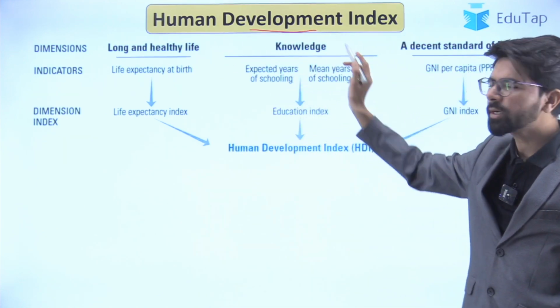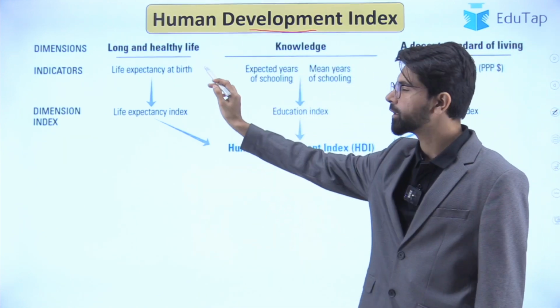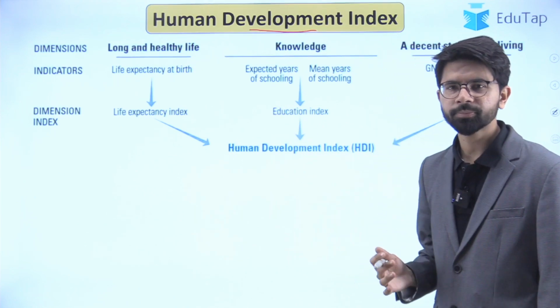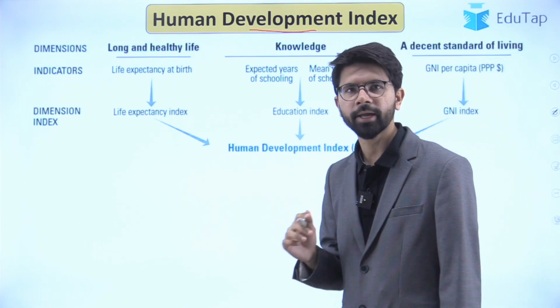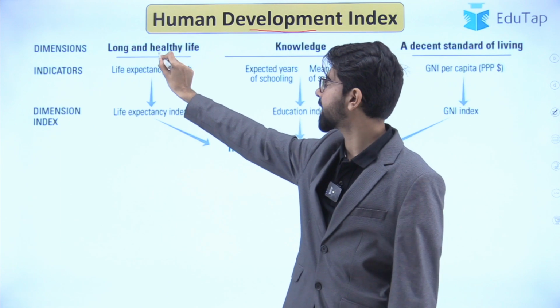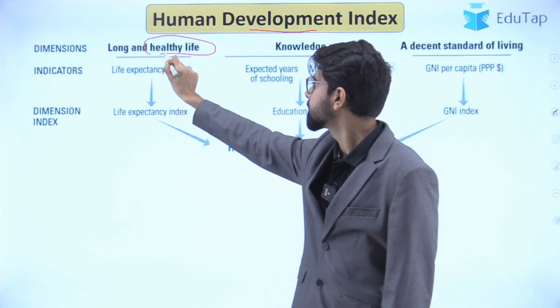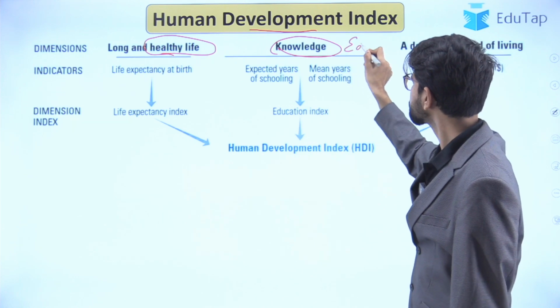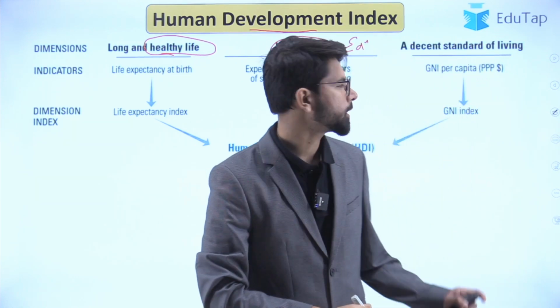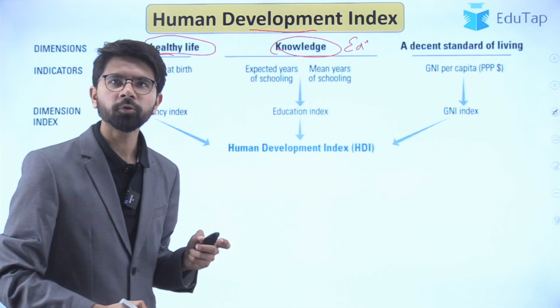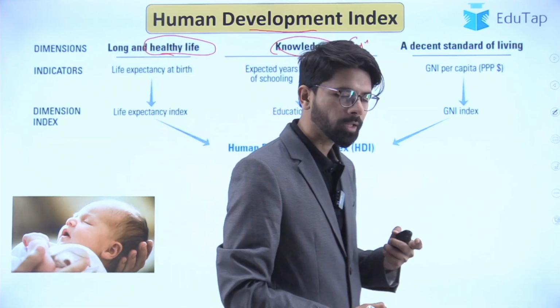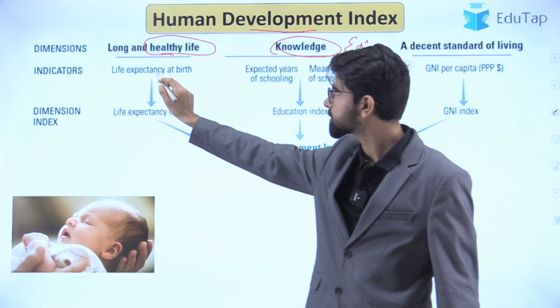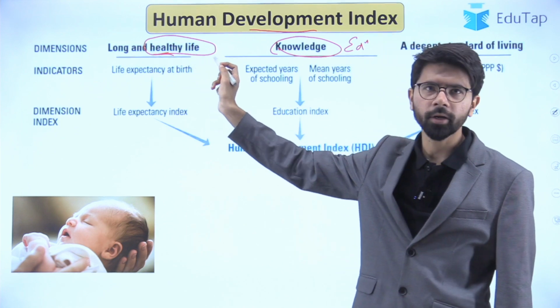Development is a very broad term, but the index that has been compiled by both the economists encapsulates three important dimensions. One is a long and healthy life, the other one is education or knowledge, and the other one is the standard of living. So what do we mean by all these three terms? Let us try to understand what we mean by a long and healthy life.